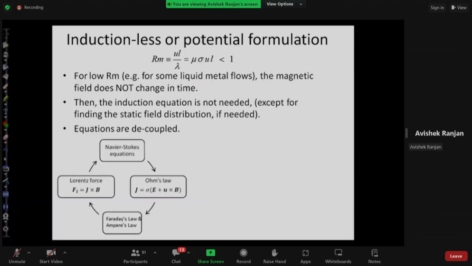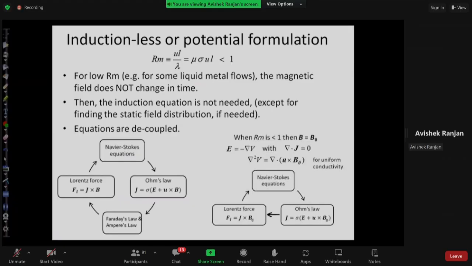Now in the classic case where the Rm is not low, you need a Lorentz force. A Lorentz force requires J and B, which are both non-zero, and they should not be parallel, which requires essentially computing Faraday's law, Ampere's law and Ohm's law. Essentially, I'm talking about the induction equation being solved together to supply a Lorentz force, which is required for Navier-Stokes, and this gives us the velocity field, which is further required in this particular part of Ohm's law, which gives us the induced current, and therefore this is fully coupled, two-way coupled.